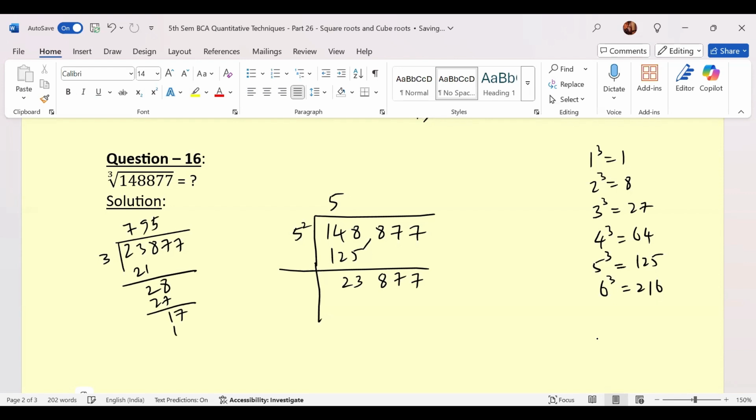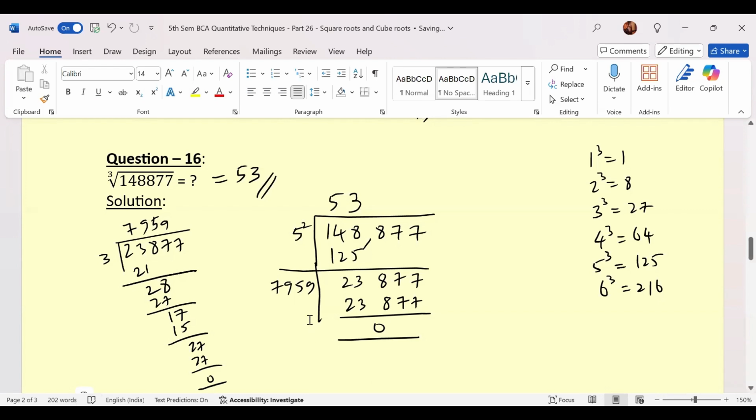3 sevens are 21, 3 nines are 27, 3 fives are 15, 27, 3 nines are 27. Which means we can consider 3 here. And then here it will become 7959. So you get 23877 and the remainder is 0. Therefore, the cube root is 53 for this question.